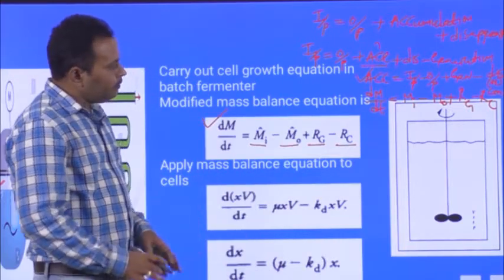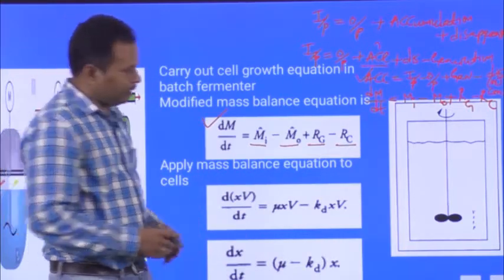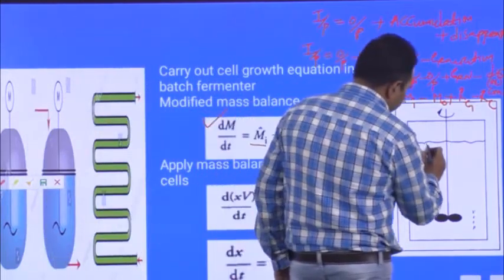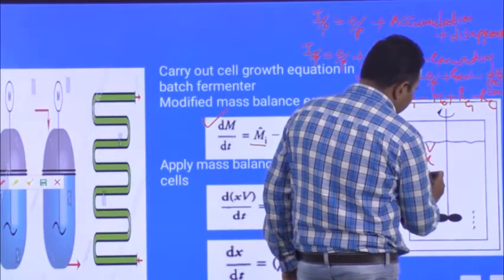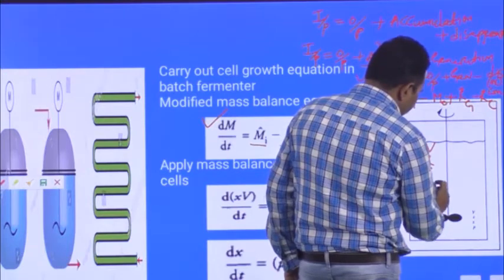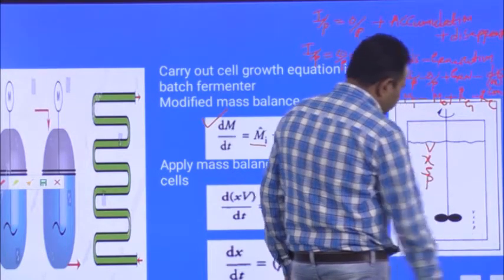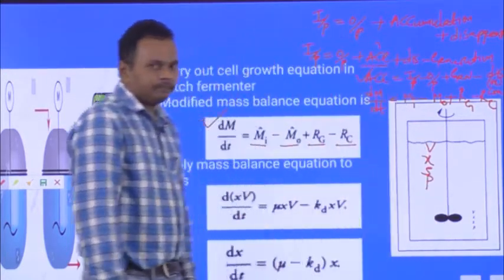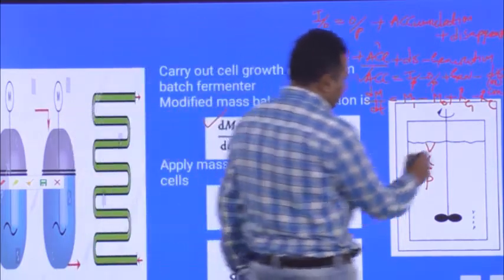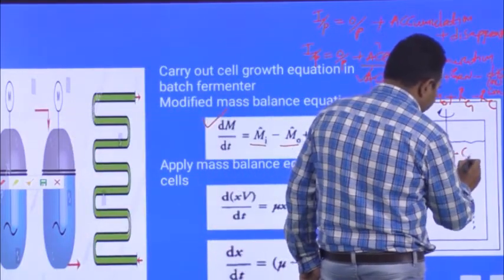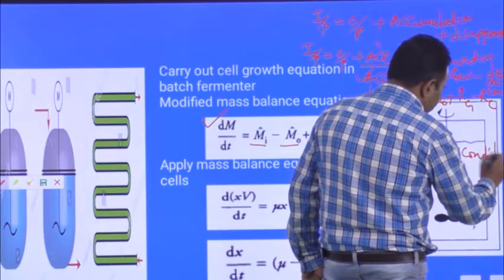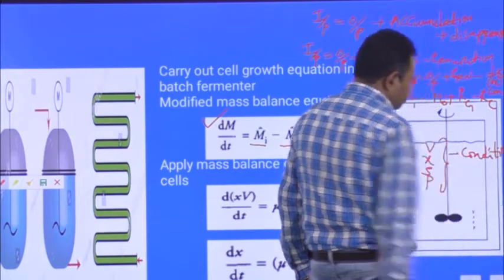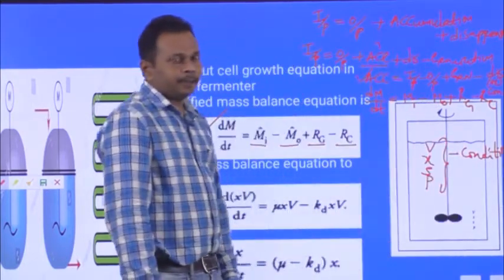But within the fermenter, the conditions given are: V is the volume of the fermentation broth, X is the cell concentration, S is the substrate concentration, and P is the product concentration within the fermenter. These are the conditions given for a batch fermenter with respect to the cells, substrate and product.